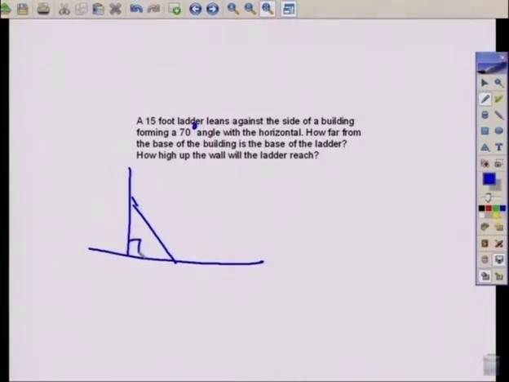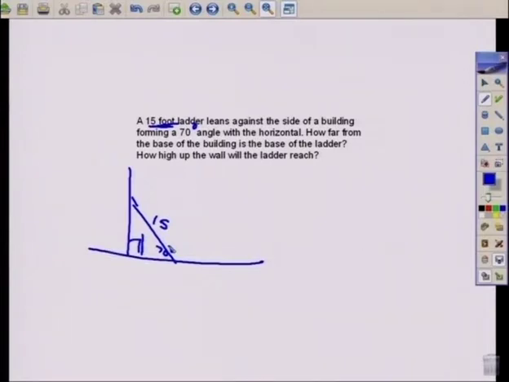And in this course, we're going to assume that buildings are built perpendicular to the ground. So we do have a right angle here. Not all buildings are that way, especially if I'm building them, but we're going to hope that our building is making a right angle with the ground. So let's take the information from the problem and put it on our picture. A 15-foot ladder. Well, that 15-foot ladder is right here. Forms a 70-degree angle with the horizontal. That means I've got a 70-degree angle here.